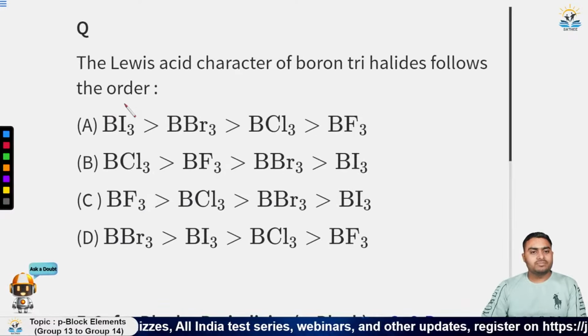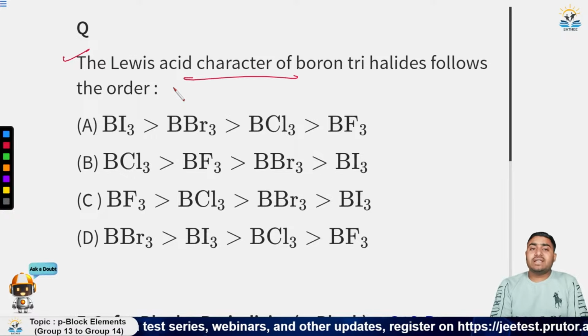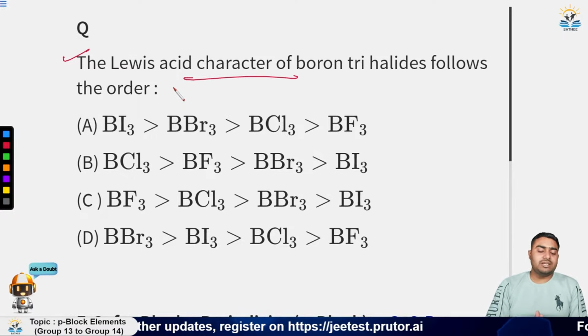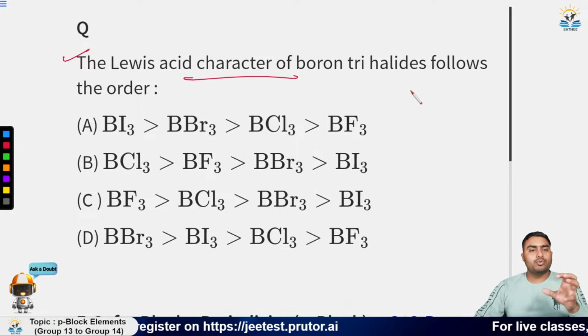The next one is very simple. The Lewis acid character, Lewis acid meaning electron pair acceptor character, of boron trihalides follows the order BI3, BBr3, BCl3, and BF3. That means these are boron halides.